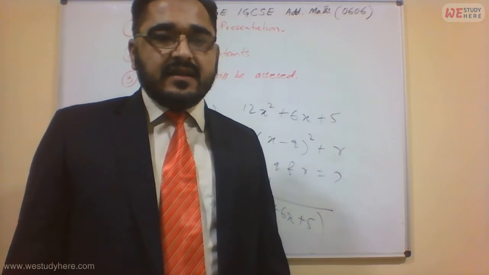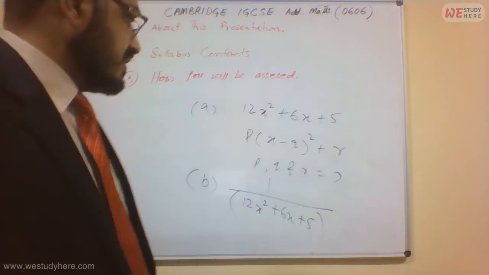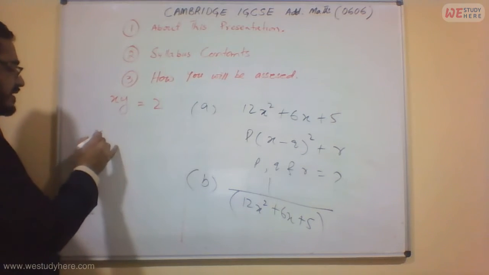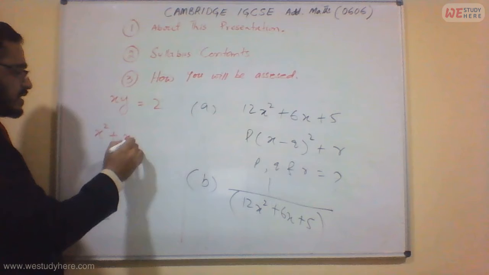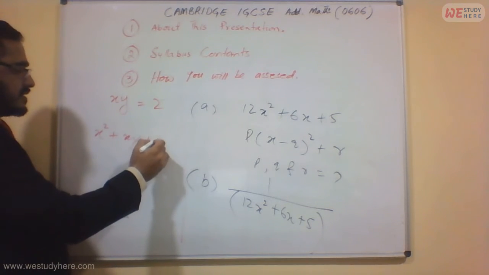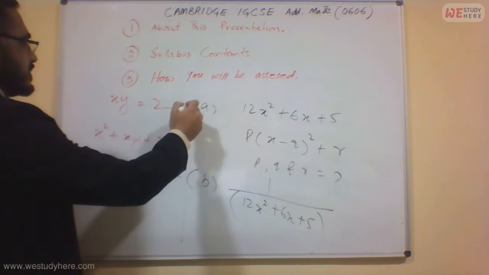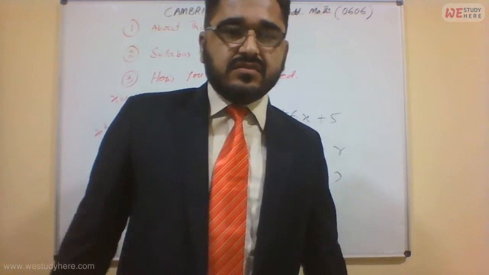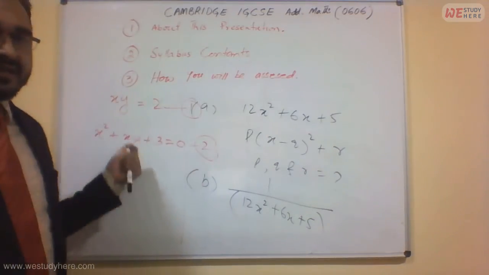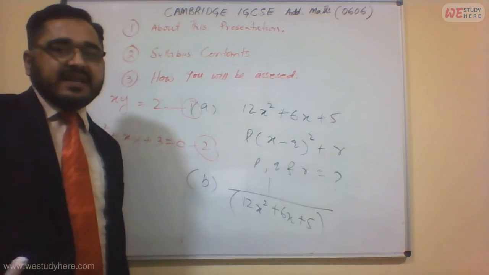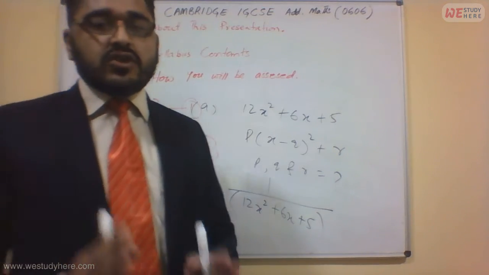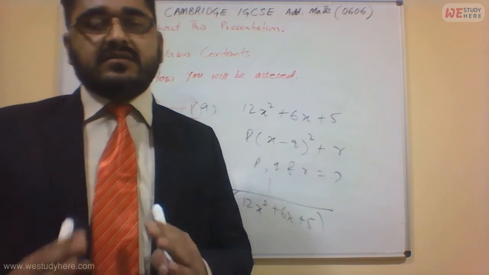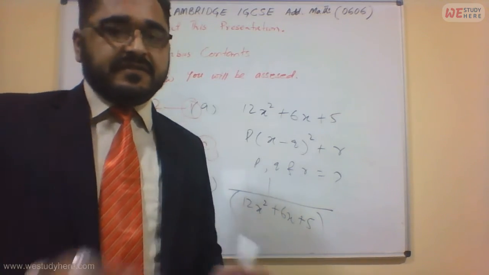But sometimes unstructured questions can be there, like solve xy equals 2 and x squared plus xy plus 3 equals 0. These types of equations can be given, and you solve these equations. How will we do it? These types of questions are called unstructured questions. Some questions will be unstructured. You will have to use your problem solving skills to decide what steps you need to take in order to answer these types of questions.